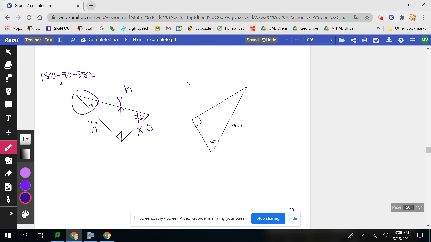I'm going to find Y first. So in terms of my angle, I have my adjacent and my hypotenuse. So that's cosine of 38 equals 11 over Y. So to find Y, I put cosine of 38 over 1. I cross multiply. So that's Y cosine of 38 equals 11. Remember, cosine of 38 is just a number, so I'm going to divide both sides by that.